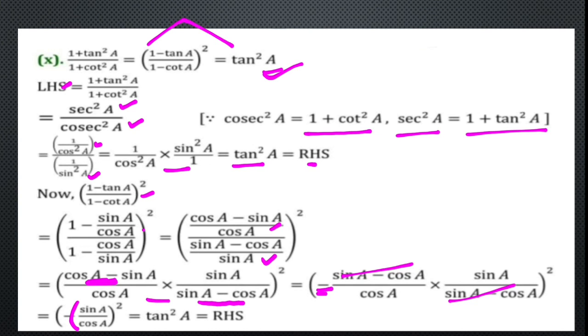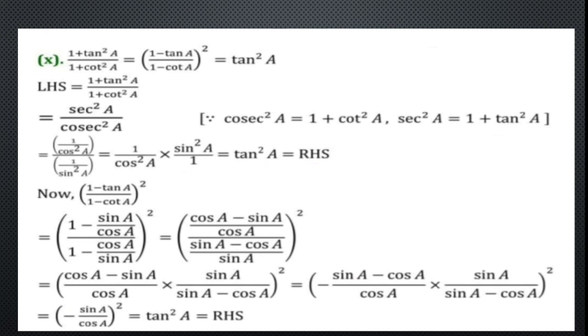You know that the square of a negative term is always positive, so it will become tan square a. So this whole thing is verified. In this way you have to solve question number 10.